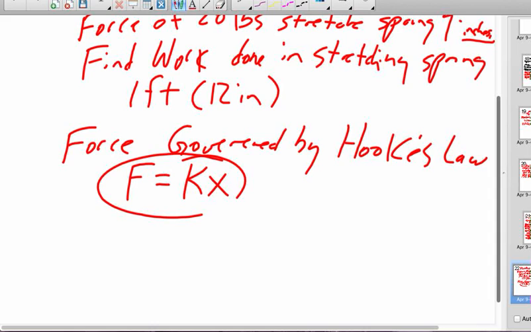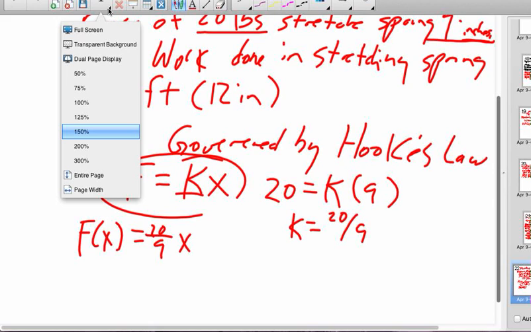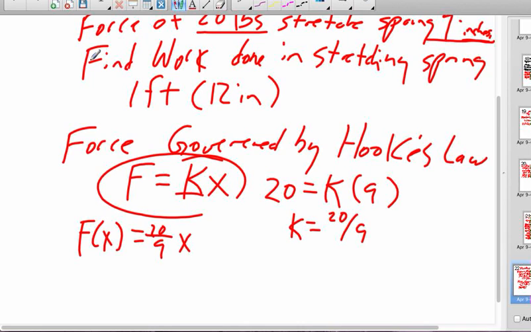Now, we don't know K, but we can find K because we were given this. So 20 pounds is equal to K times 9, or K is 20 over 9. So our force, as a function of x, is equal to 20 over 9 x. All right, so with that said then, let's come back and find our work.